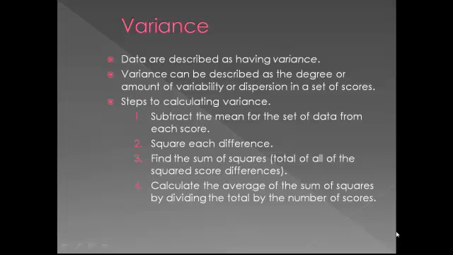Then you're going to square the difference. Then you're going to find the sum of squares, that's the total of all the squared score differences. So all those squared scores are going to be added. And then you're going to calculate the average of that sum of squares by dividing by the total number of scores. So really what you have is a mean of the mean.